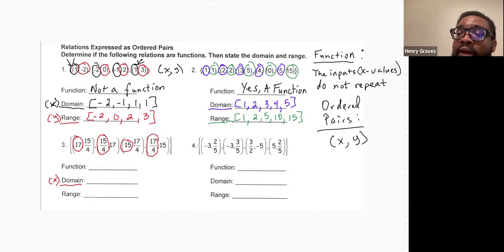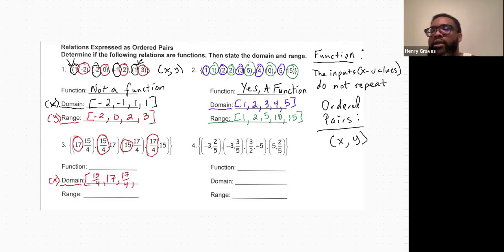So the smallest will be 15/4. I'm going to do 17, then 17/4. And then I'll do 15. Wait, make sure it's right. Okay, I'm sorry, I messed up. I didn't put them in order the right way. My apologies. The smallest number should be 15, then 15/4, then 17, and then 17/4.